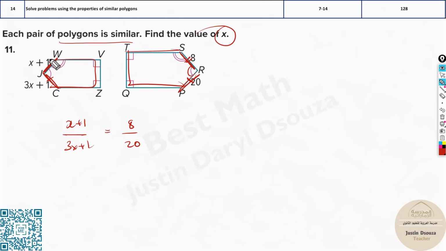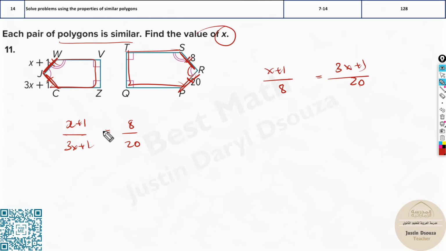Or there is another way to write. You take x plus 1 divided by the proportional side in the other triangle, which is 8. That will be equal to the other one, 3x plus 1 divided by 20. The rule is if I have taken this one first and divided by this, next you have to take this up divided by this. Here also, if you just interchange, then you get this. So all are the same. Now you just put this in the calculator, you get the answer.